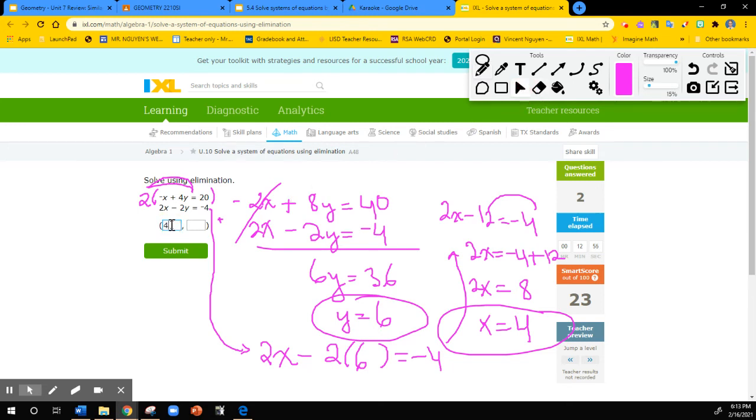4 comma 6. Okay, so this is a different type of problem where you actually have to change one of your equations so that the coefficients match. Okay, submit.